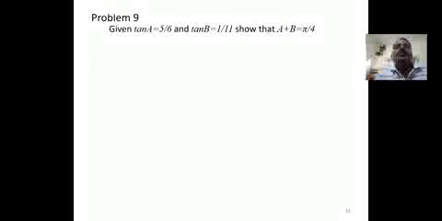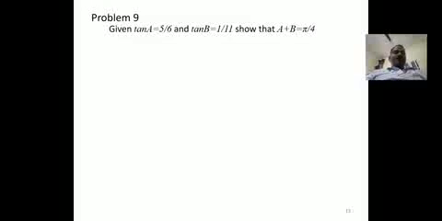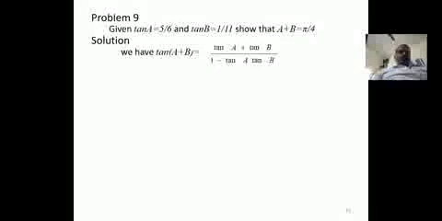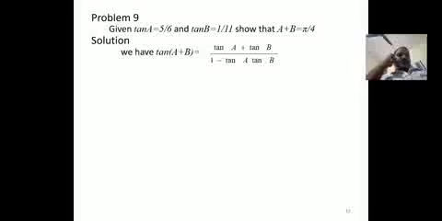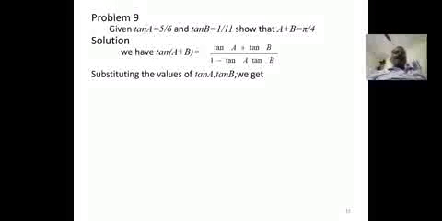If tan A equal to 5 by 6 and tan B equal to 1 by 11, then show that A plus B equal to pi by 4. So this is also one of the important models like the previous one. Given that tan A equal to 5 by 6 and tan B equal to 1 by 11, we have a formula that is tan of (A plus B) is (tan A plus tan B) by (1 minus tan A tan B). Just replace the corresponding values.